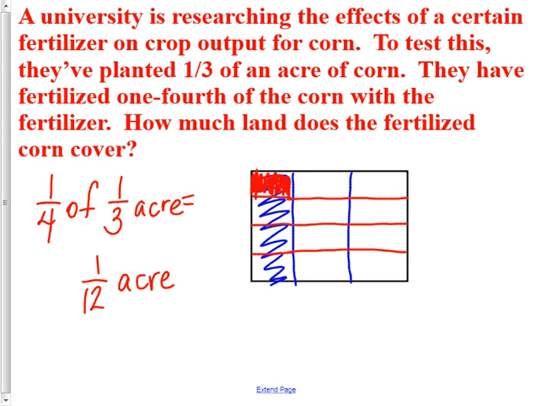Notice on this problem, this model looks different than the last two. On the last two, we were finding a fraction of a whole number. On this one, we are finding a fraction of a fraction. We still could solve this one with multiplication. What we really did here was 1/4 times 1/3. So we could still solve this using multiplication.